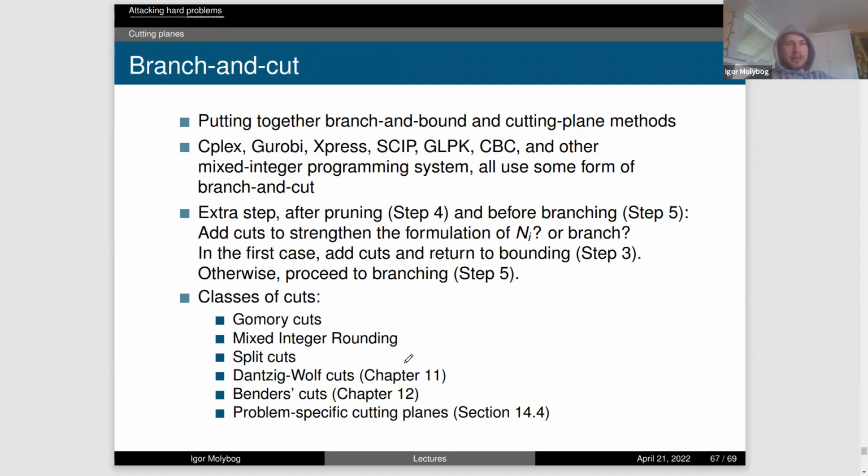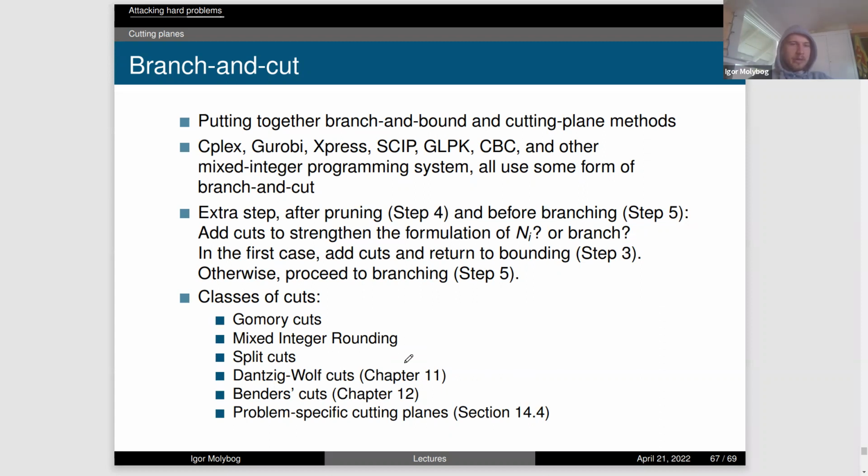For the branch and cut, I just want to mention that it is basically the same as putting together the ideas from branch and bound and the cutting plane algorithms. All of the mixed integer programming systems use some form of these ideas of branch and cut.